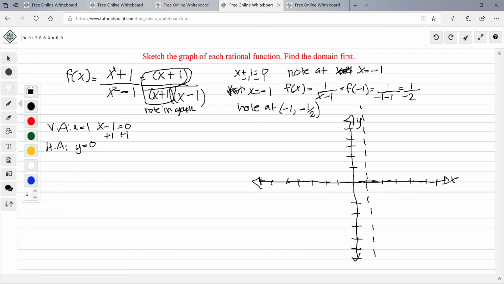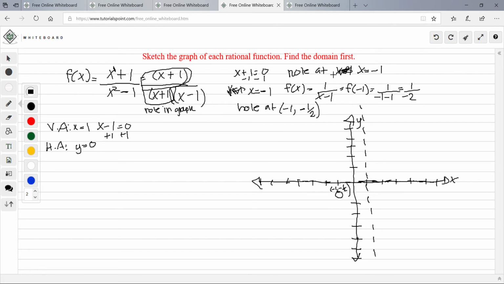Okay, so now let's find out where our hole is. So our hole is at negative 1, negative 1/2, because here's negative 1, and negative 1/2 is right here. So that is our hole. This is going to be negative 1, comma, negative 1/2.